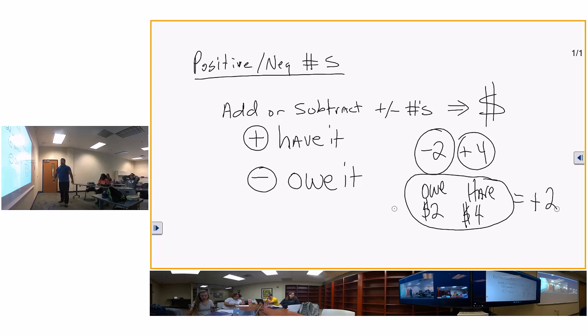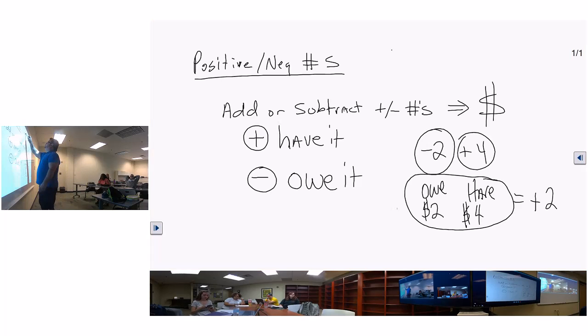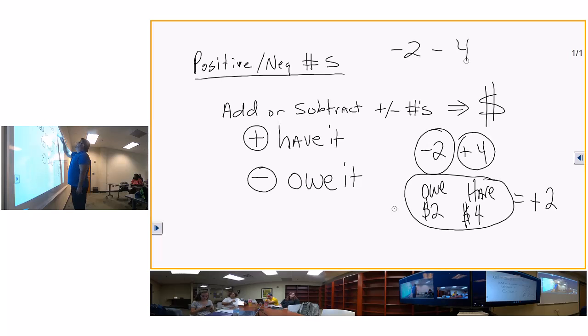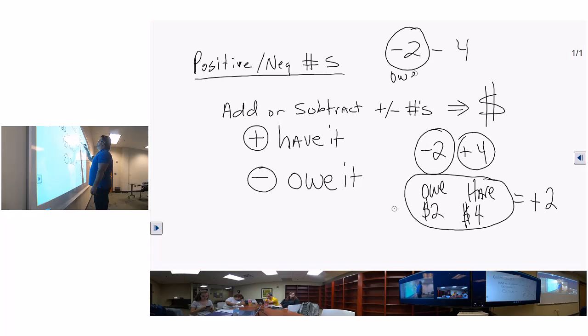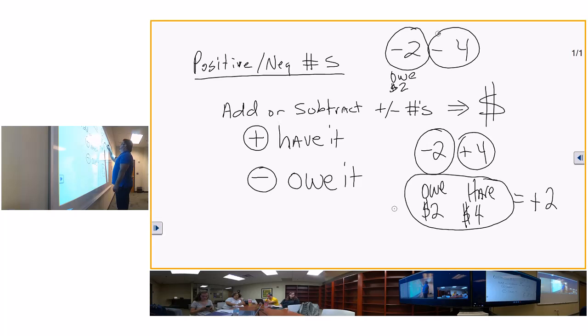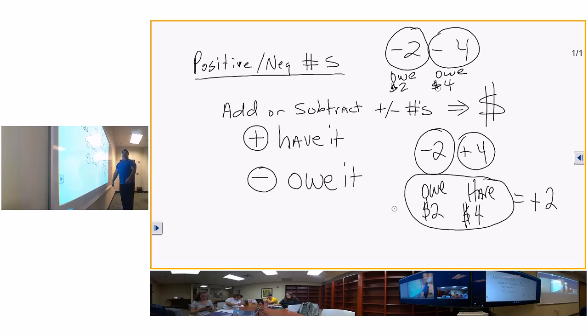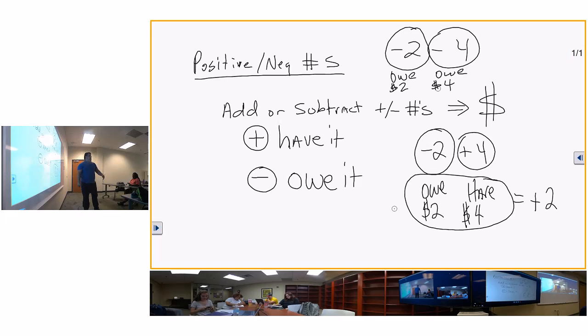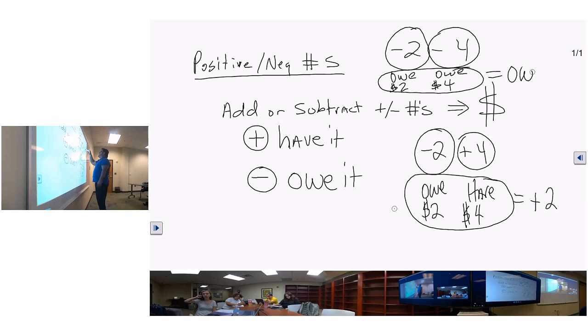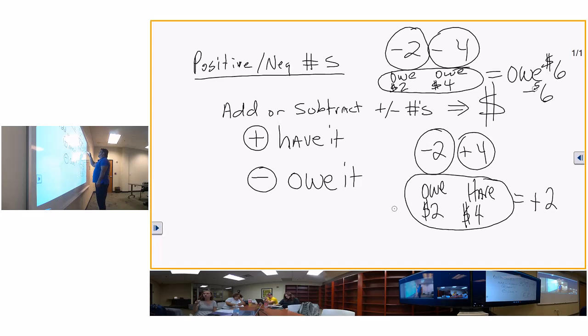Well, Hubert, what about this? -2 minus 4. What does this say? You owe $2. No coughing or sneezing in class. You owe what? She did that on purpose. Now, if you owe somebody $2 and you owe somebody $4, what's the outcome of this transaction? You owe $6. So that means you have a -6.